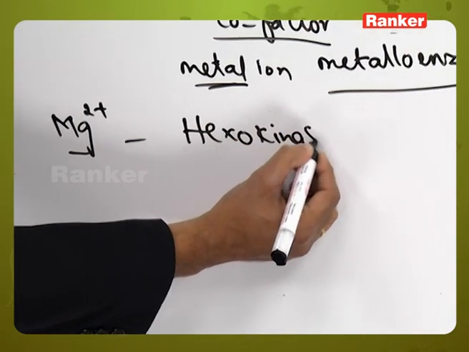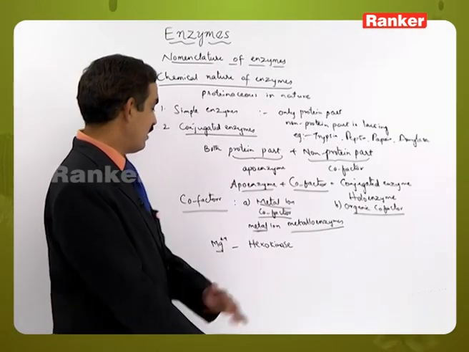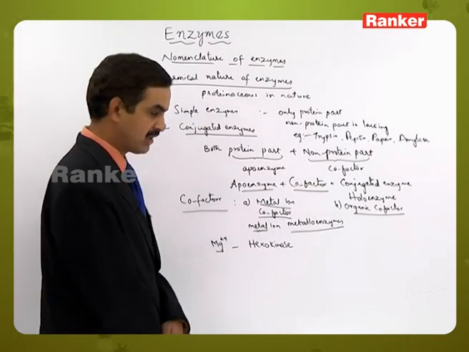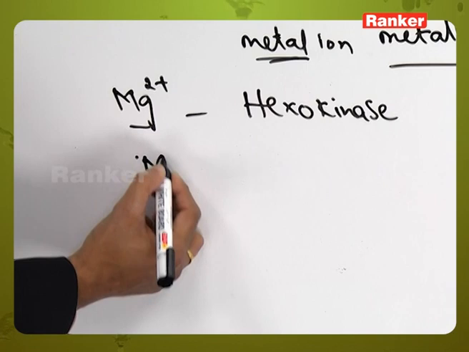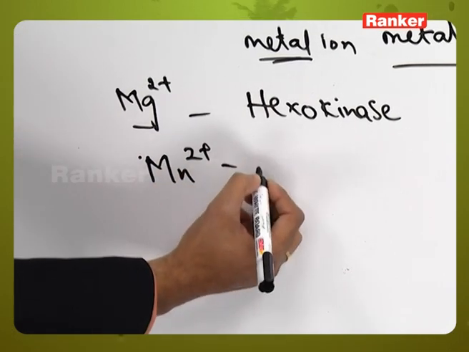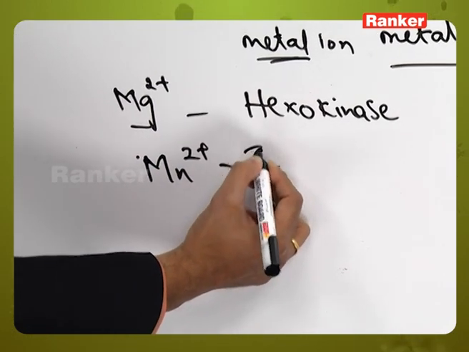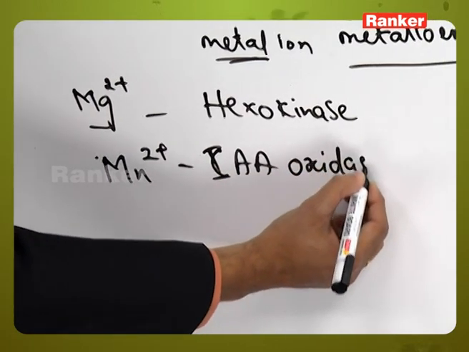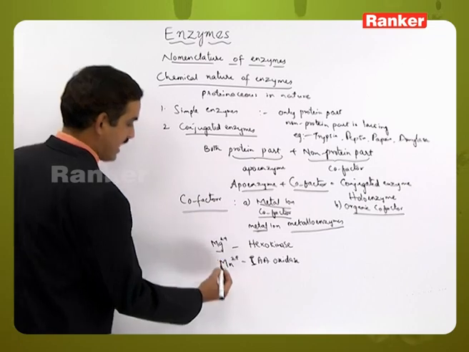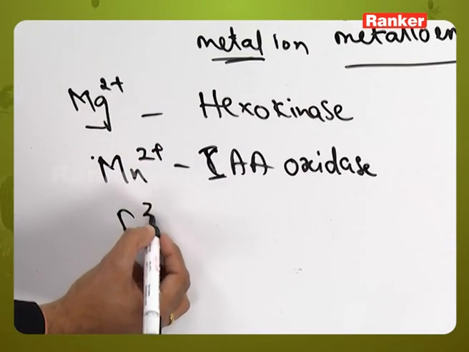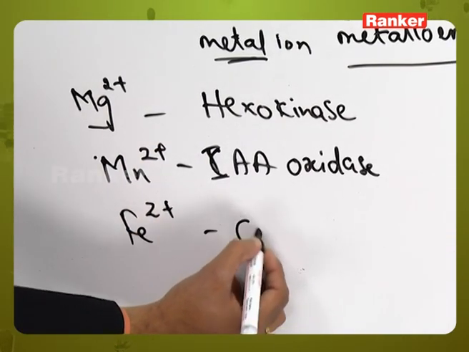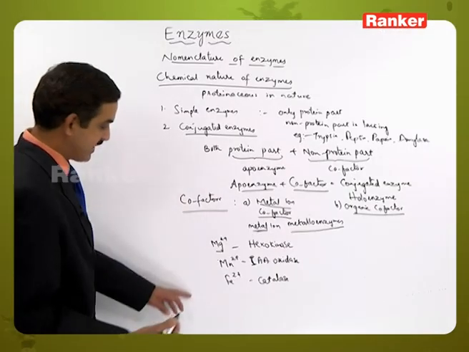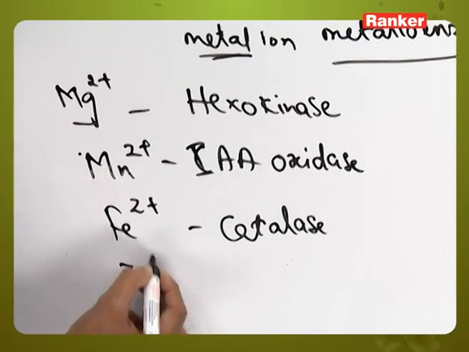As we know, the hexokinase enzyme participates in metabolic functions. Then manganese is for IAA oxidase, and Fe+2 is for catalase. Likewise, Zn+2 is for carbonic anhydrase.